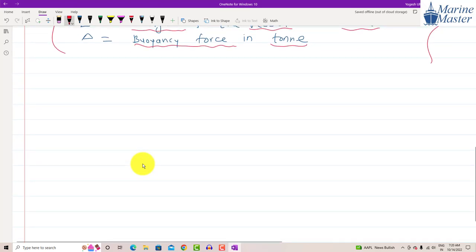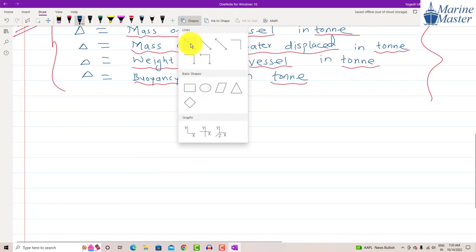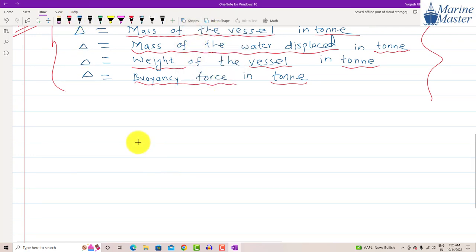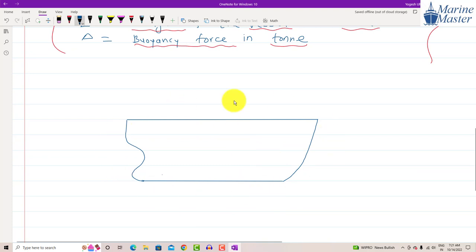Now we are going to draw the transverse view of the vessel. This is our transverse view of the vessel.